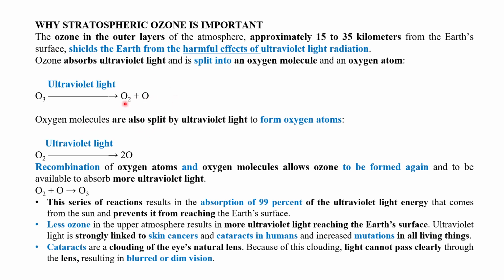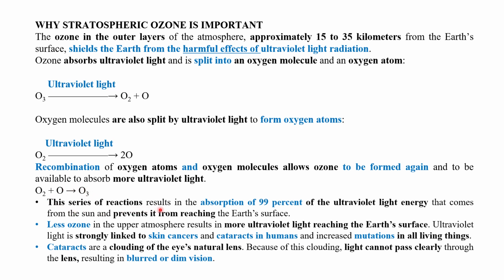Oxygen molecules are also split by the ultraviolet light to form oxygen atoms. So the O2 molecule is going to be split into oxygen atoms. Normally, a recombination of these oxygen atoms and oxygen molecules allows ozone to be formed again and to be available to absorb more ultraviolet light. This process continues, right? You can see here how ozone is formed.